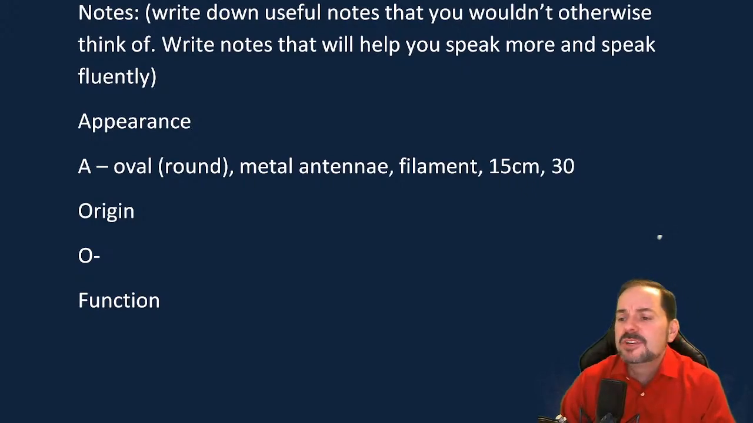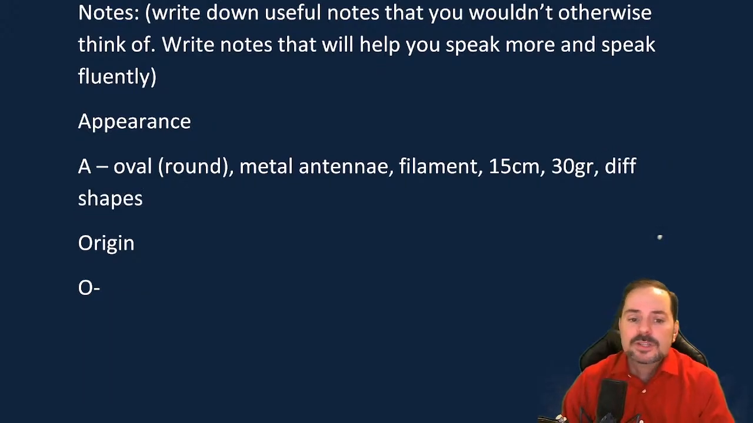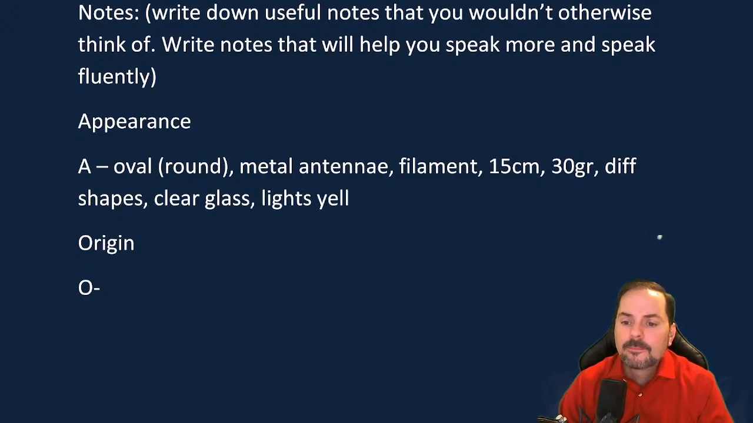Yeah, they come in different shapes and sizes, right? So you can say different shapes. Not all are the same, right? Okay, Amal says clear glass. Yeah, sometimes it's smoke glass as well, right? Okay, so now you're getting lots of ideas. Okay, lights yellow, white, other colors, metal base.